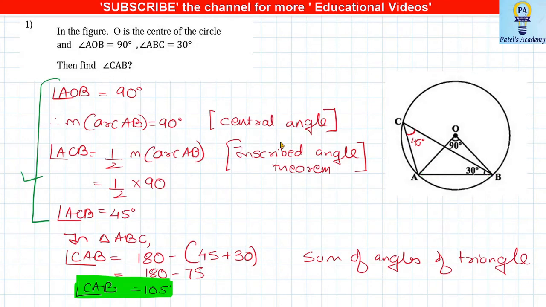Let me remove everything from the figure. Now just have a look at this particular triangle, triangle CAB. We are talking about this triangle CAB. So in this triangle CAB, I already have two angles, that is 45 and 30. I want to find angle CAB. So angle CAB is going to be 180 minus the sum of the other two angles, that is 180 minus 75, 105, by the sum of angles of a triangle.